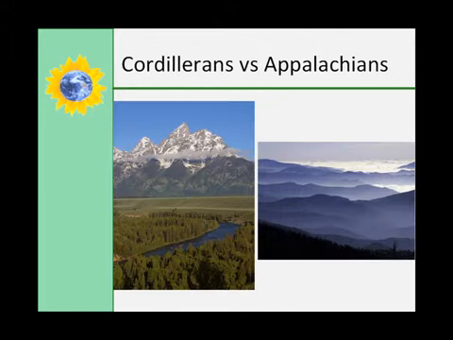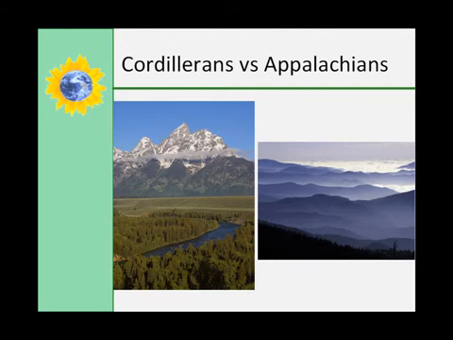Okay, so let's compare the Appalachians and the Cordilleran Mountains. The Cordilleran Mountains are tall. The highest mountains exceed 6,500 meters above sea level. That would include Mount McKinley in Alaska. The Cordilleran Mountains are also rugged, and you can see a picture here. This is the Teton Range right here.